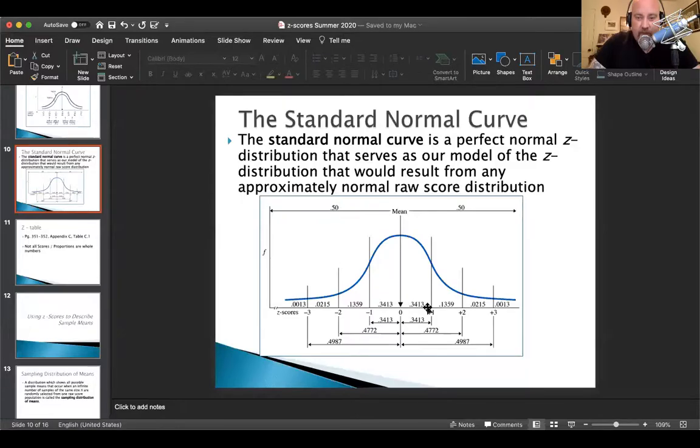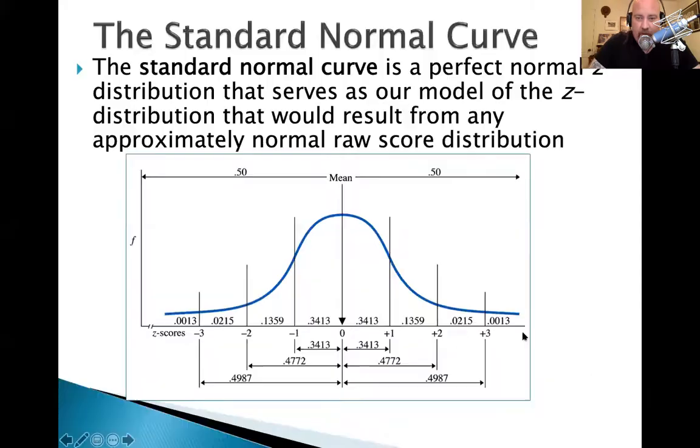I'm going to share my PowerPoint with you, and so we'll pick up right where we left off if you're following along on the PowerPoint. So here we are, right? We are looking at the standard normal curve, and you don't have to write all these numbers down. Like, don't do that. Don't waste your time.